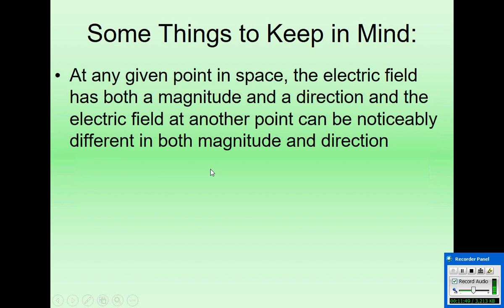A few things to keep in mind. An electric field is a vector quantity. It has a magnitude and it has a direction. And because of the remarkable strength, the influence of charges, you can have an electric field of one magnitude and direction in one location, and then just a short distance over, the electric field could have a very different magnitude and a very different direction. That's something that we're not used to in our everyday experience.